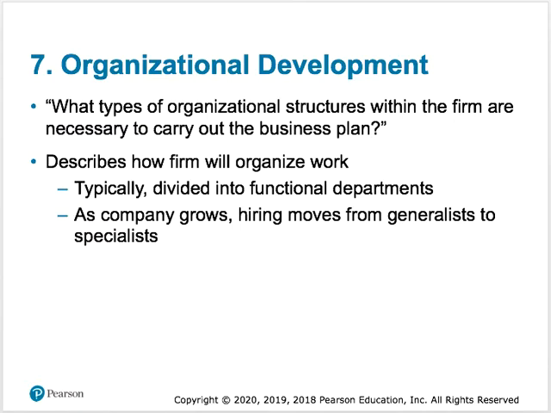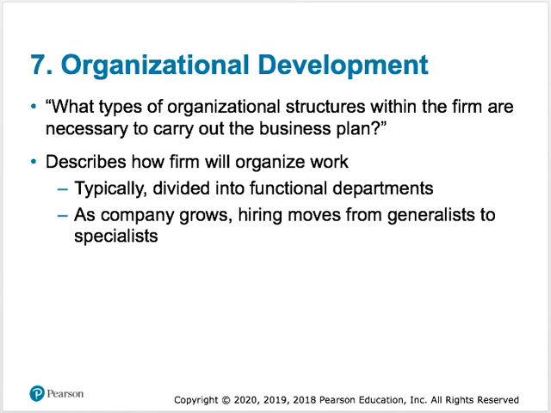The seventh element of the business model is organizational development. In this part, you have to answer the question what types of organizational structure within the firm are necessary to carry out the business plan. Organizational development is a plan that describes how the company will organize the work that needs to be accomplished.